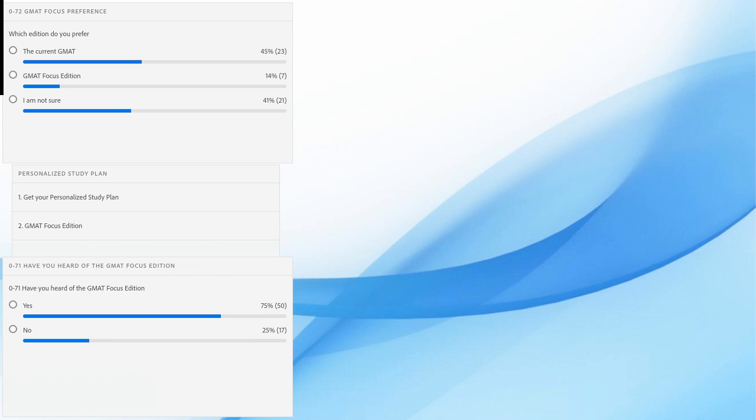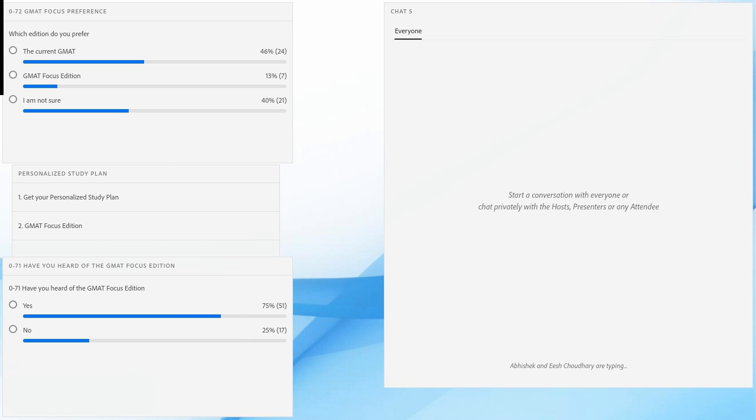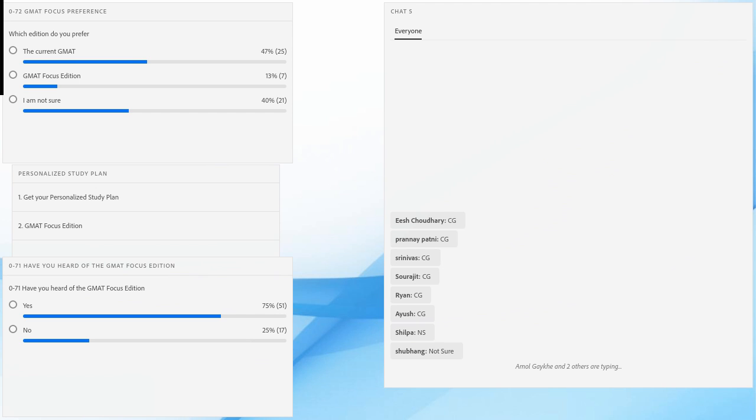Tell me your preference one way or the other. If you prefer the current GMAT, you can say CG, and then say, here is why I prefer the current GMAT. If you prefer GMAT Focus, you can say GF, and then say, here's why I prefer it. And if you're not sure, you can say NS, not sure, and then say why you're not sure. So why current GMAT? I want the reason. I can see what you prefer because the preference is in the poll, but why CG or why GF?